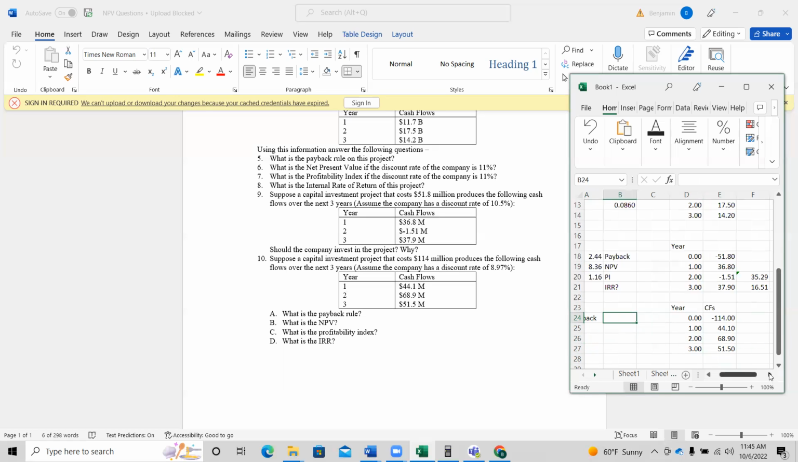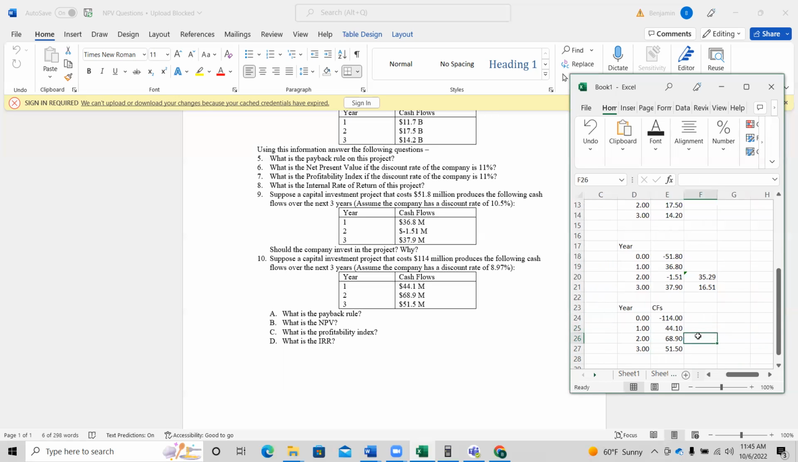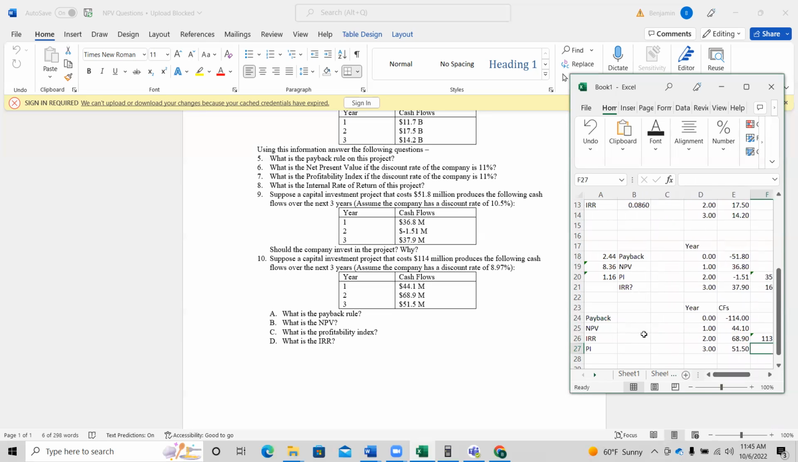Okay, let's figure out what this is going to be. What I'm going to do is sum these two cash flows in year 1 and 2. And of the 114 million, it looks like I pay off 113 million in the first 2 years. So there's only 1 million left. So I'm going to pay back the cost of this project right after the start of year 2. So my payback method is equal to 2 plus 1 divided by 51.5. And I have a payback period of 2.02 years.